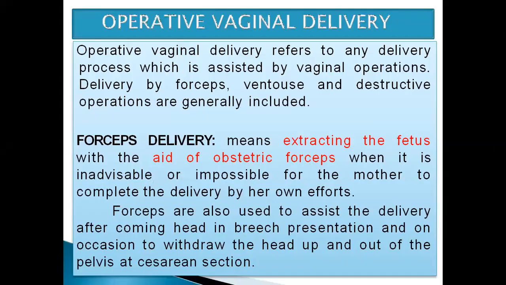So the operative vaginal delivery refers to any delivery process which is assisted by vaginal operation. Whichever vaginal operation is assisted by any instrument, that is known as operative vaginal delivery. That can be using forceps or vendors or any destructive operation. So generally we call it operative vaginal delivery. Among that, the most common is forceps delivery.